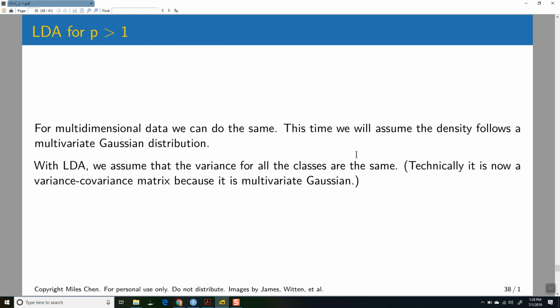Okay, so with the multivariate Gaussian, you now have a variance-covariance matrix, and we're still assuming that the variance is going to be the same for all the classes in linear discriminant analysis. Again, maybe that's not a great assumption.